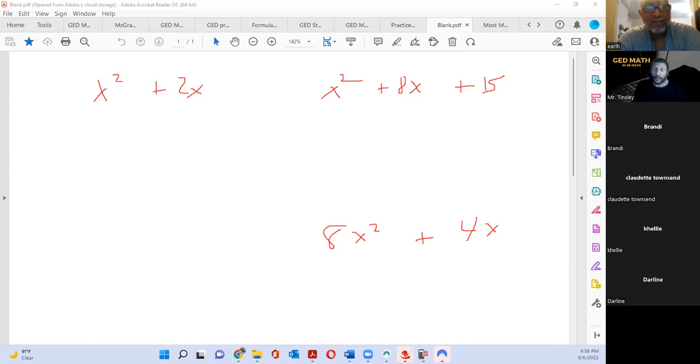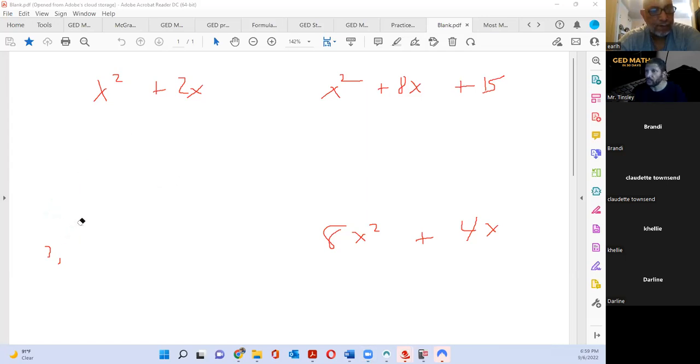A factor is just a number or an expression that goes into another number or expression evenly. So for example, let's do the number 12. The factors of 12, and what I usually do, especially for whole numbers, is factor pairs. So 1 times 12, 2 times 6, 3 times 4. These are all factors of 12. 1, 2, 3, 4, 6, and 12 are all factors of 12 because they go evenly into 12. Everybody understand that? So first of all, we want to understand what a factor is.